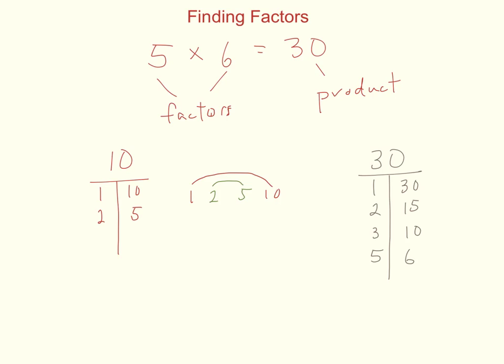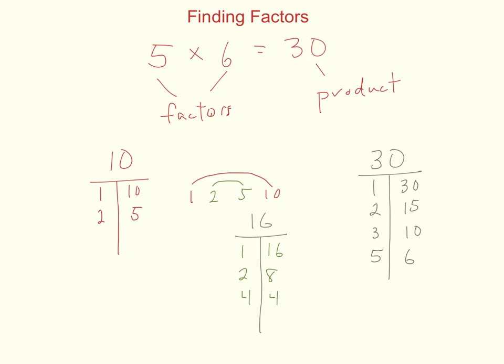We're going to do one more, and the one that we're going to do this time is the number 16. Factor T, let's change color here. Again, 1 always works, 1 times 16. 2 times 8 is 16. 3 doesn't work. 4 works. 4 times 4 is 16.